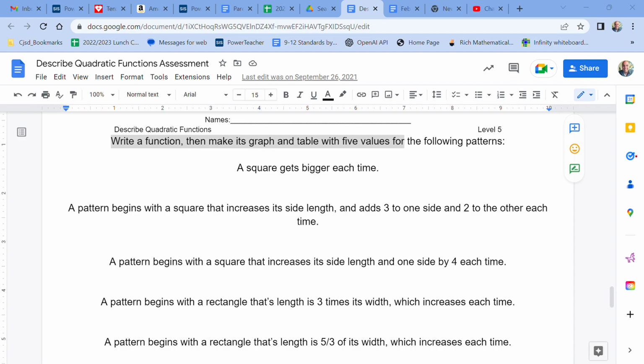So what's this pattern? It is length of x, width of x plus 4. So I would write it as x times x plus 4. Okay, that's my answer. That's the function I would write. I would say f of x equals x times x plus 4.